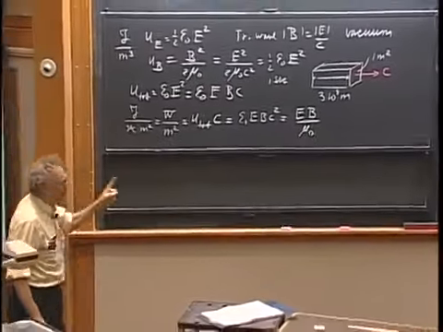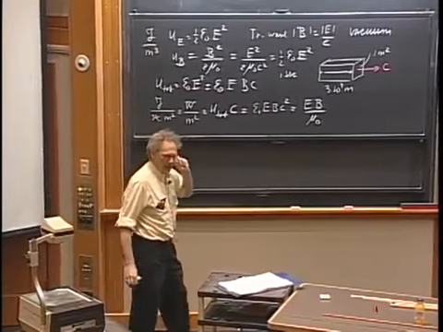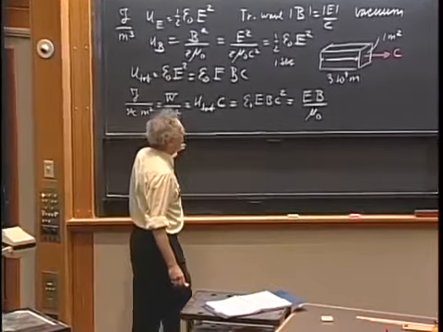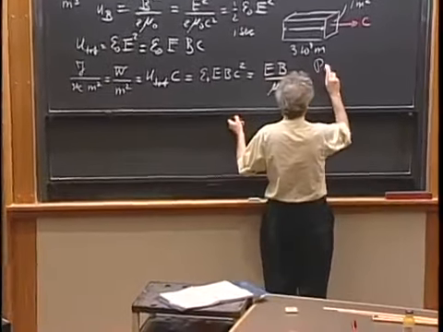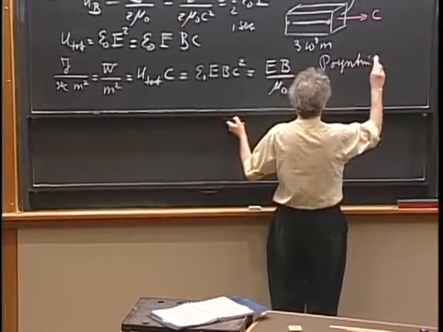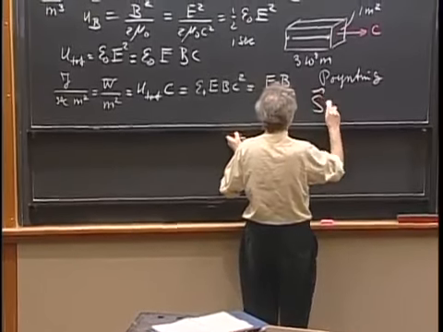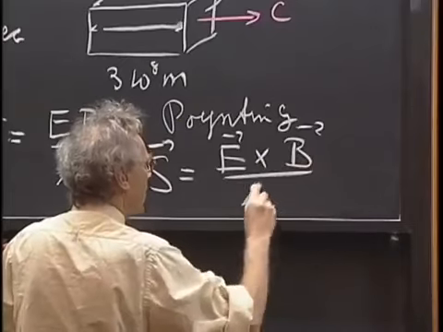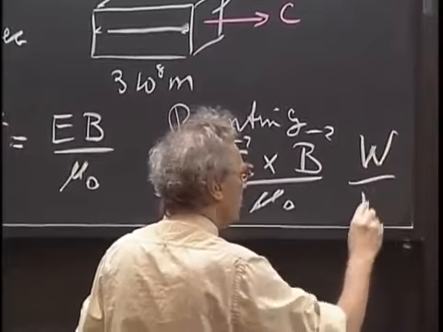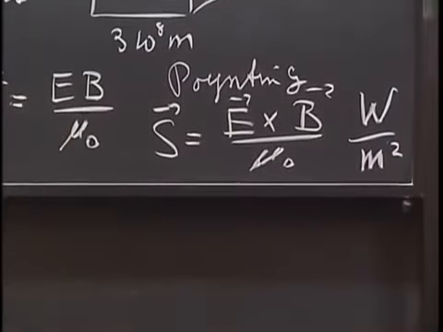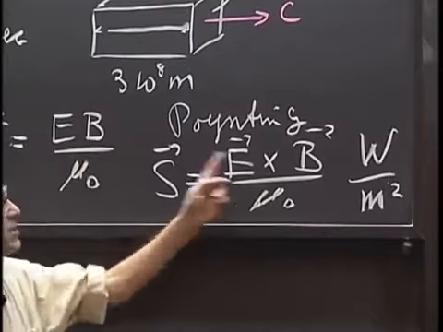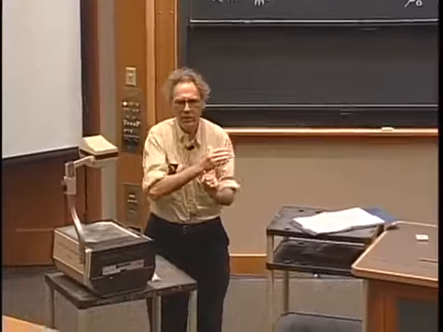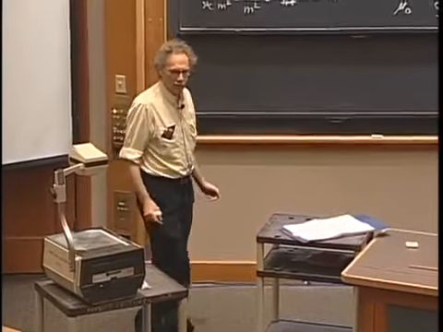And this should remind you of something that is in your far distant past, which is what we earlier have called in 802 the Poynting vector. And the Poynting vector S was E cross B divided by mu 0. And the units were watts per square meter, which is exactly what this is. And the reason why the cross disappears here is that with electromagnetic traveling waves, E is always perpendicular to B. So that takes care of the cross.